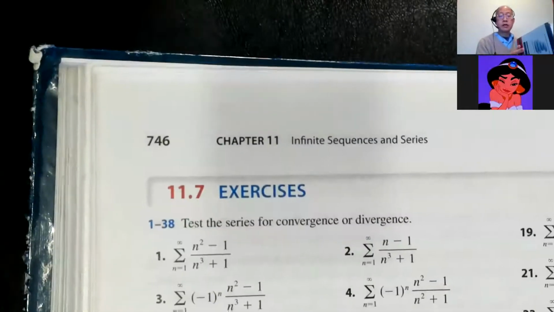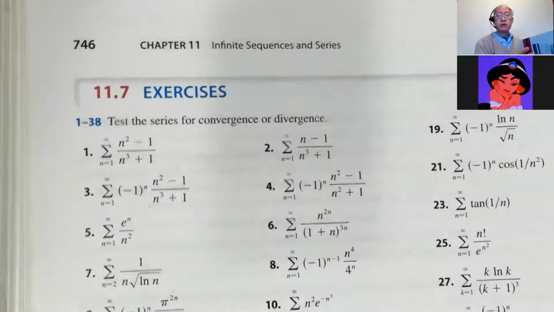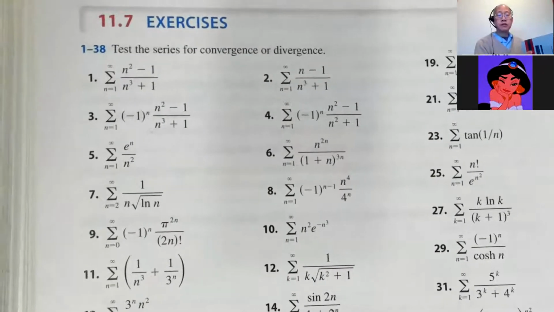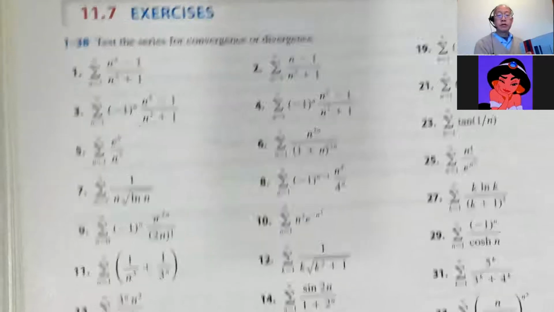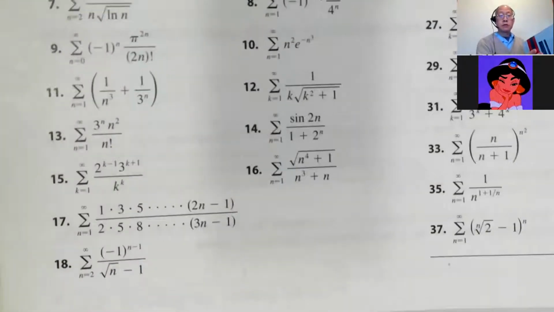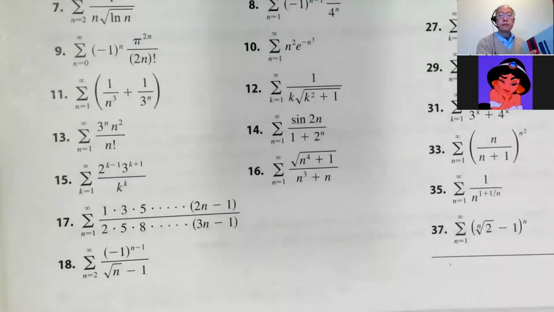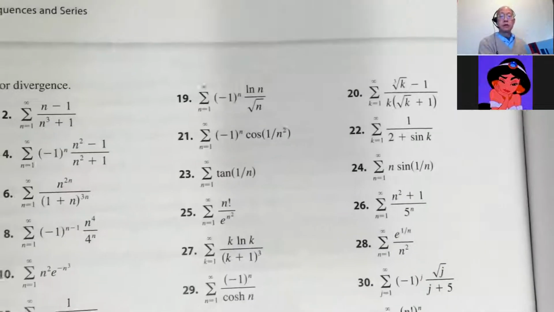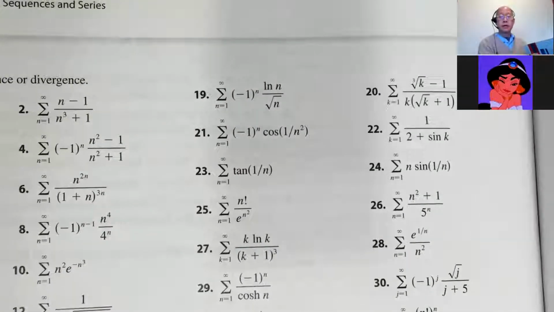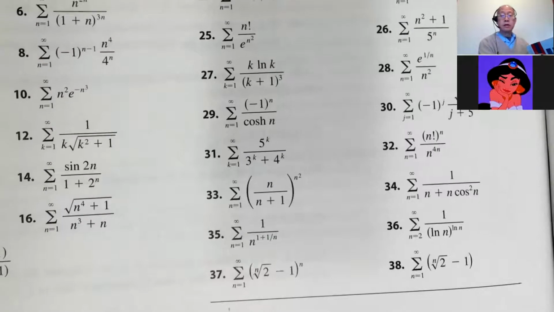I may have shown this to you the other day also, but that's fine. Page 746, test for convergence or divergence. So major topic for this chapter, obviously, as you can tell. Okay, so this is strategy for testing series. So these are things to look for.